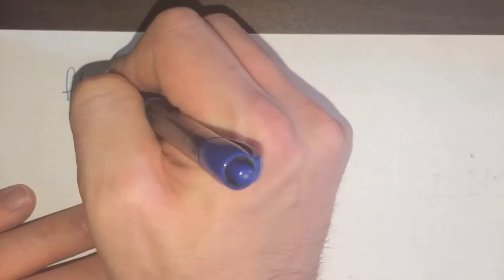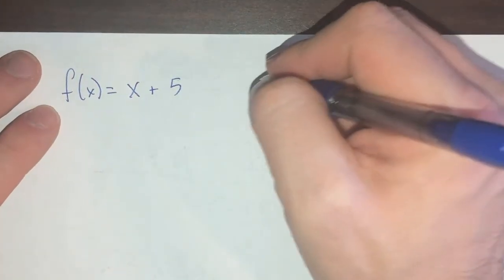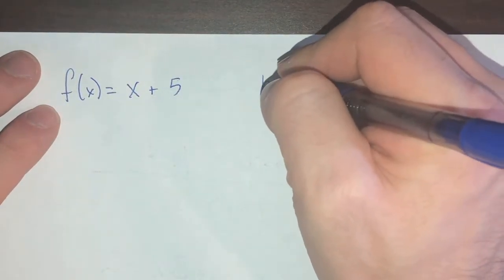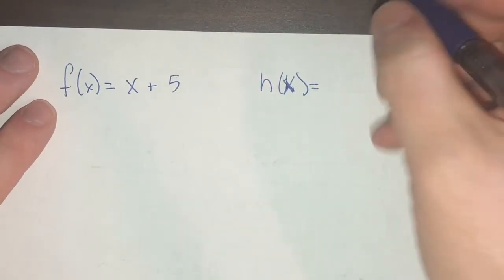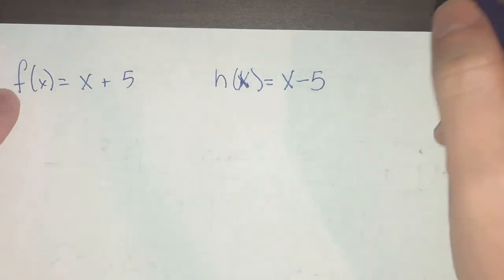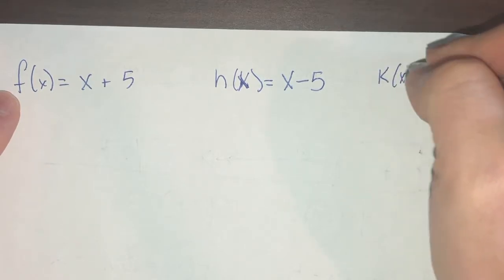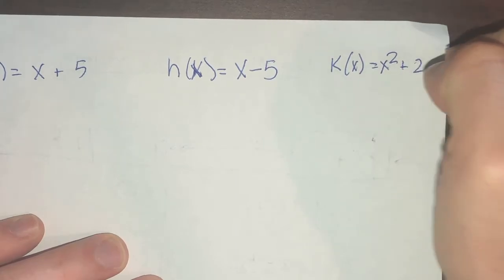And that's that composition can actually be used to plug formulas into other functions. Let me give you an example. So let f of x equal x plus 5. And let's let h of x equal x minus 5. And let's let k of x equal x squared plus 2.